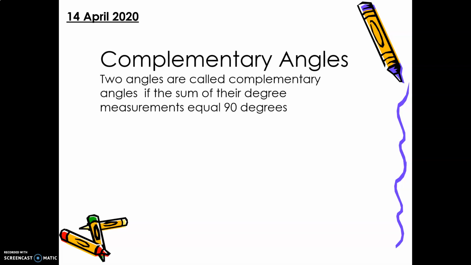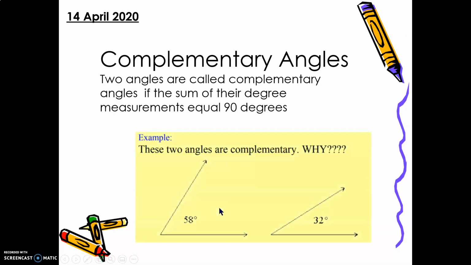So the first thing to remember is complementary angles. Two angles are called complementary angles if the sum of their degree measurements equals 90 degrees. So the example we've got here is these two angles are complementary. Why? Simply because if you take 58 plus 32, it equals 90.